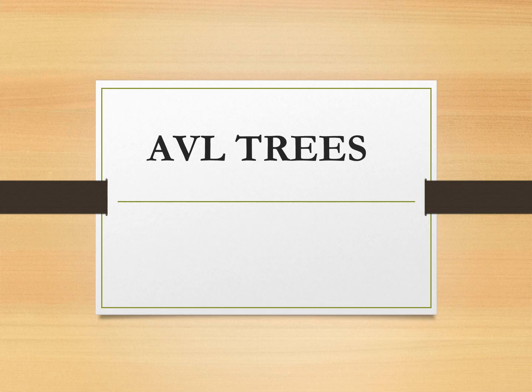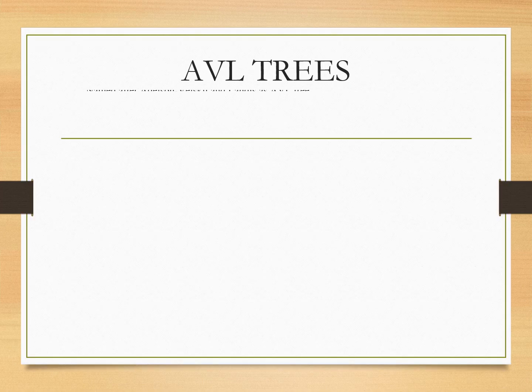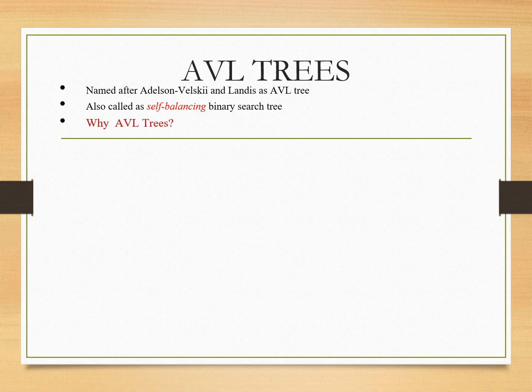In this session, we are going to see a special type of binary search tree called AVL trees. AVL tree is named after its inventors Adelson, Belsky and Landis, and it is named as AVL. It is also called a self-balancing binary search tree. And why are we going for these AVL trees? They have some control over the height of the binary search tree by not letting it be skewed.